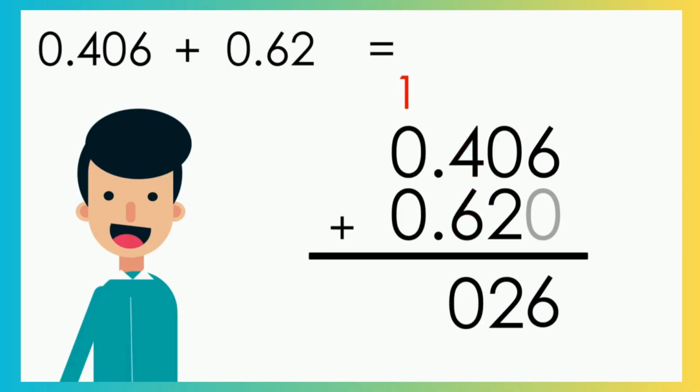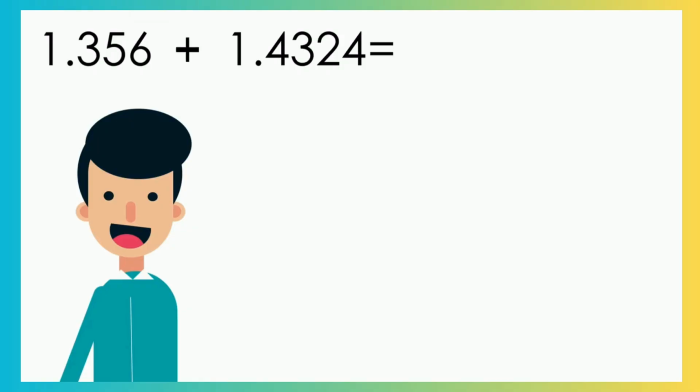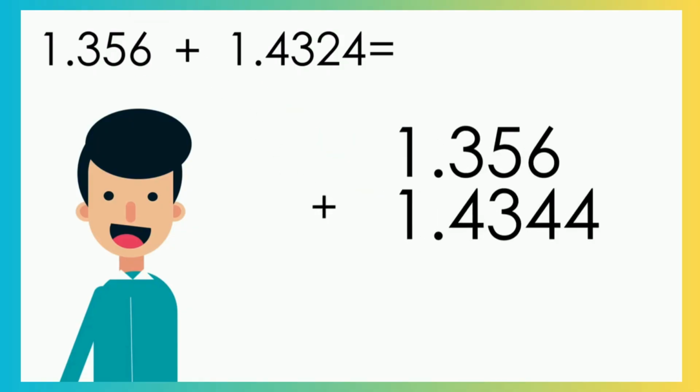Next, we copy the decimal point and make sure it's properly aligned with the other decimal point. Last, we have 1 plus 0 plus 0 and that's just equal to 1. So the final answer is 1.026.